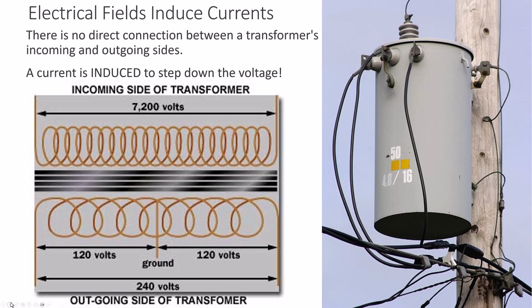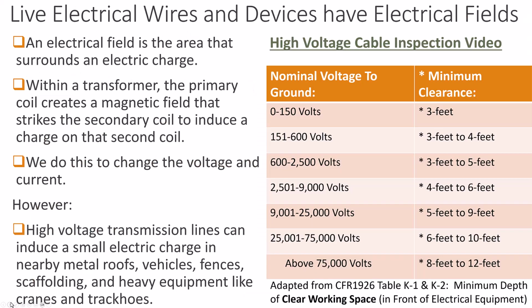The outside wires are the hot wires and the center one is the neutral wire. So that's how they step the voltage down. There's no actual direct wire connection between the energy side of our system and your side, where your electricity is coming into your house. It's an induced current. That's how they step it down.